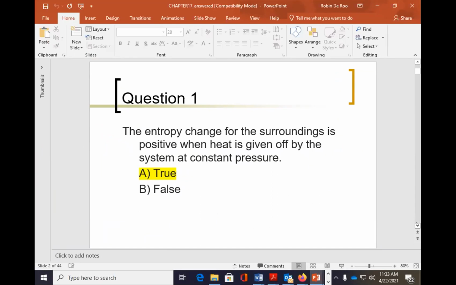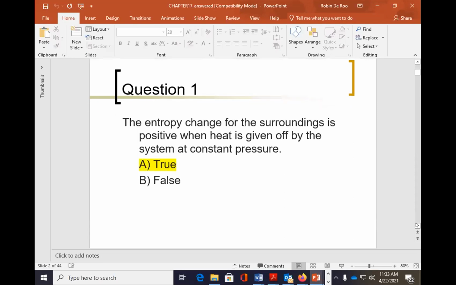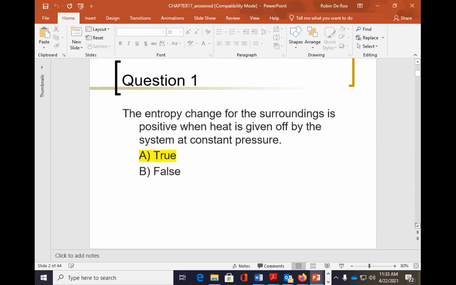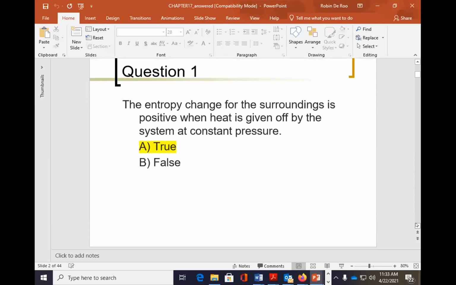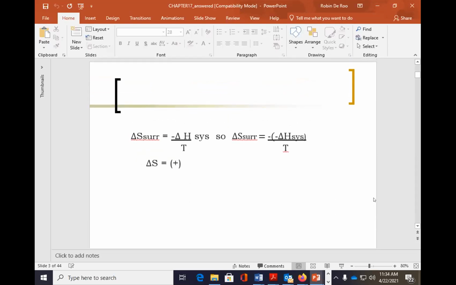This one I worked out. Entropy was, heat given off, exothermic, that's what I did. So I used the idea of the heat being exothermic and did a little calculation. I'll leave this up so you can copy it down. I did the calculation and it worked out to give me a positive delta S.